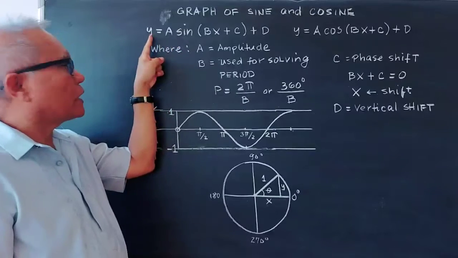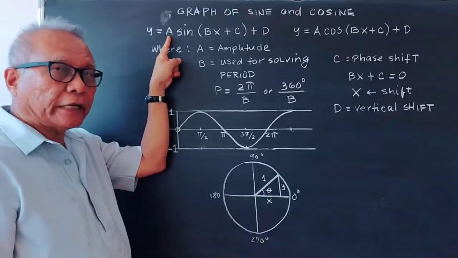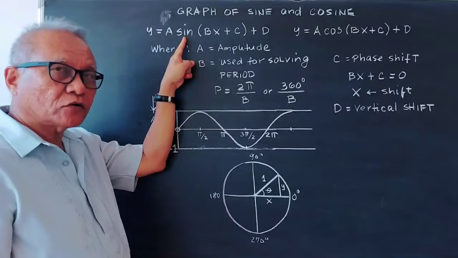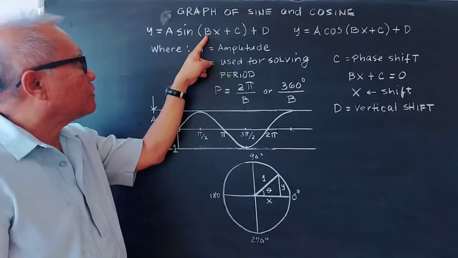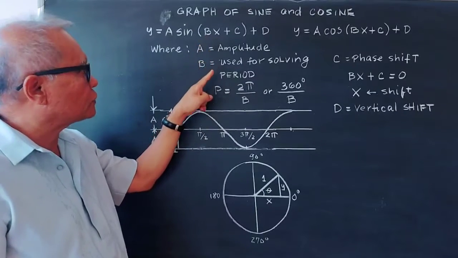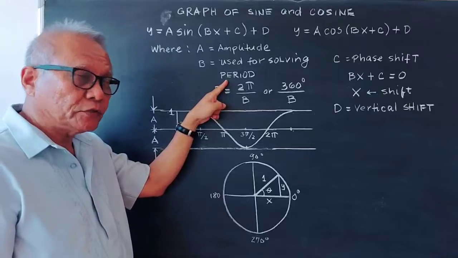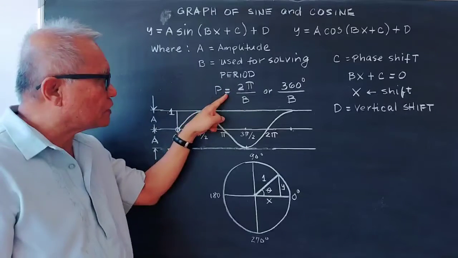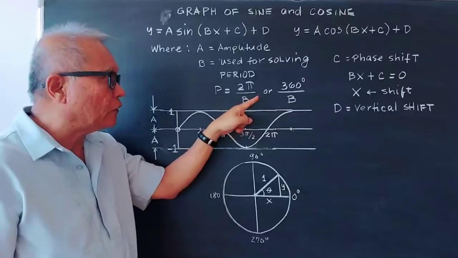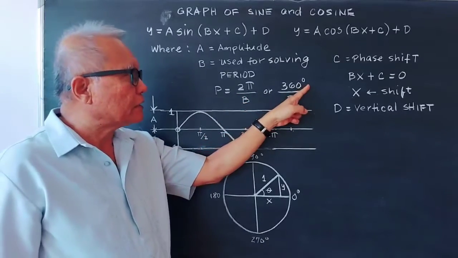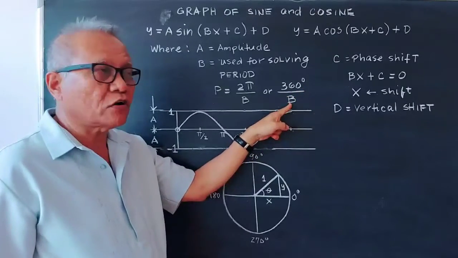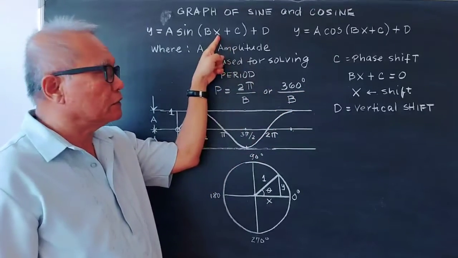This one is y is equal to a, which is the amplitude, and then the function sine or cosine. And then we have the b, the coefficient of x, which is used to find the period, in which the period is equal to 2 pi over b, or in terms of degrees, that is 360 degrees divided by the numerical coefficient of x there.